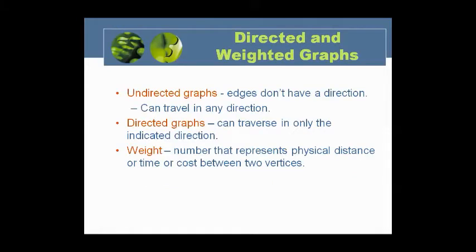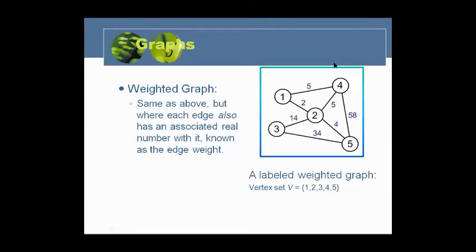So undirected graphs, edges don't have a direction. It can travel in any direction. Directed graphs can be traversed only in the directed direction, so where the arrow goes, that is the directed direction. Weight is a number that represents physical distance, time, or cost between two vertices, like what we have here. So this is the weight. From 1 going to 4, we have 5.